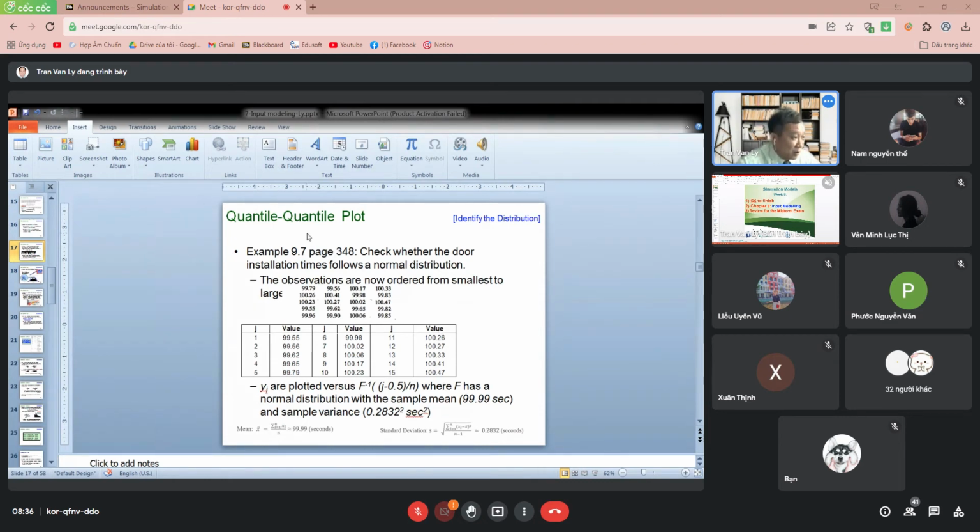Now we can see one example here. We have a list of data. We check open, close, open, close, in order to install a door. The time to install might be measured in minutes. So you see, how many observations do we have here?